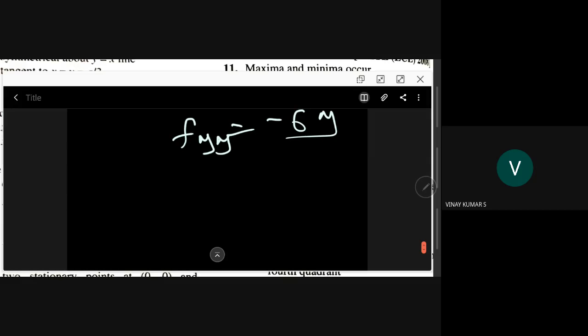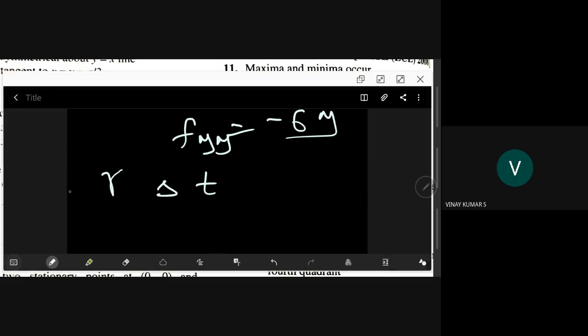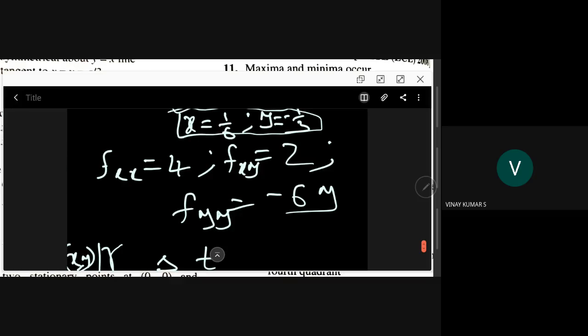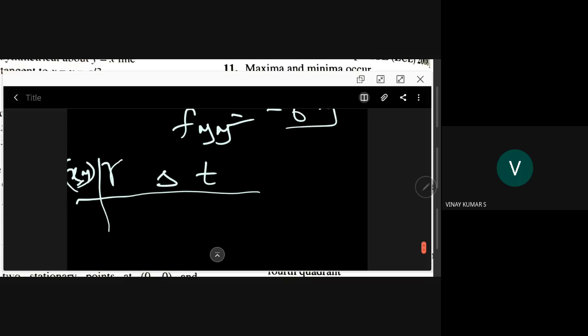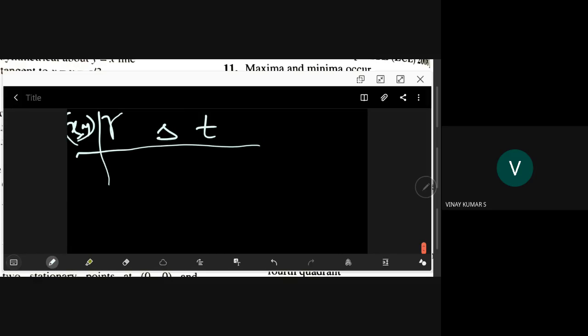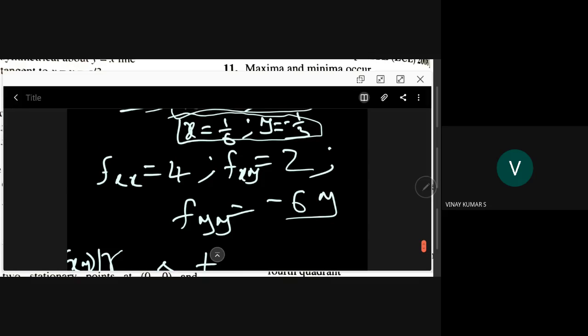I'll do one thing. I write r, s, t directly. Here two choices are there for xy. That is my (a, b). What are they? Here I have written (0, 0) and (1/6, -1/3). (0, 0) is one choice, and (1/6, -1/3) is another choice. Okay, 1/6. Yeah, right.